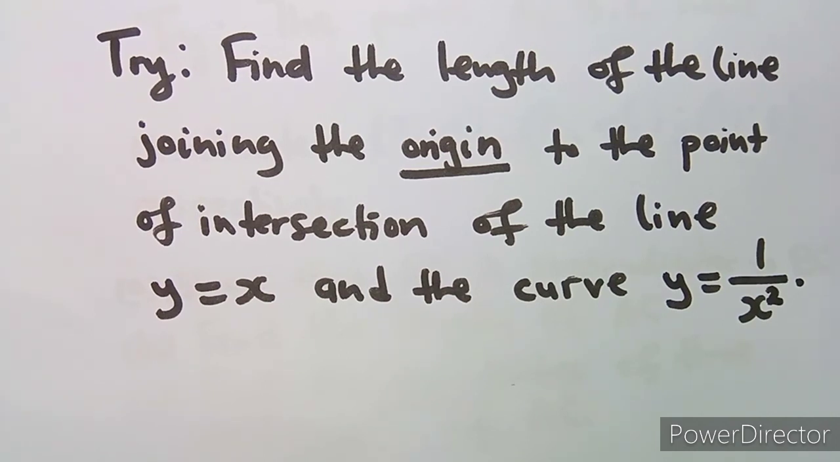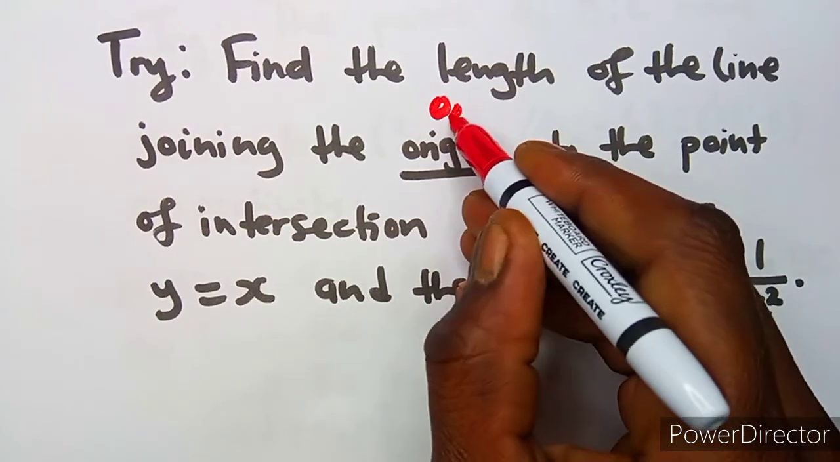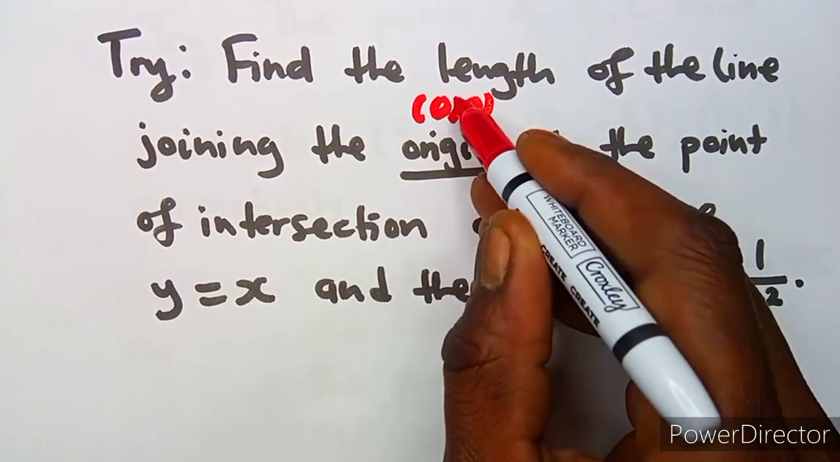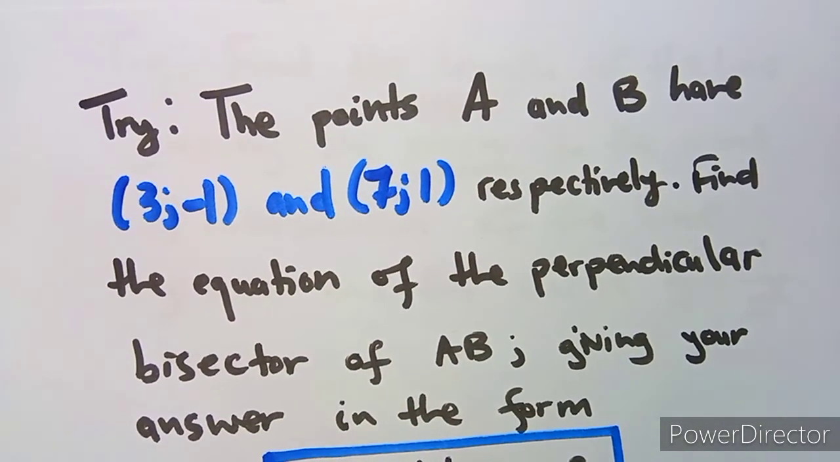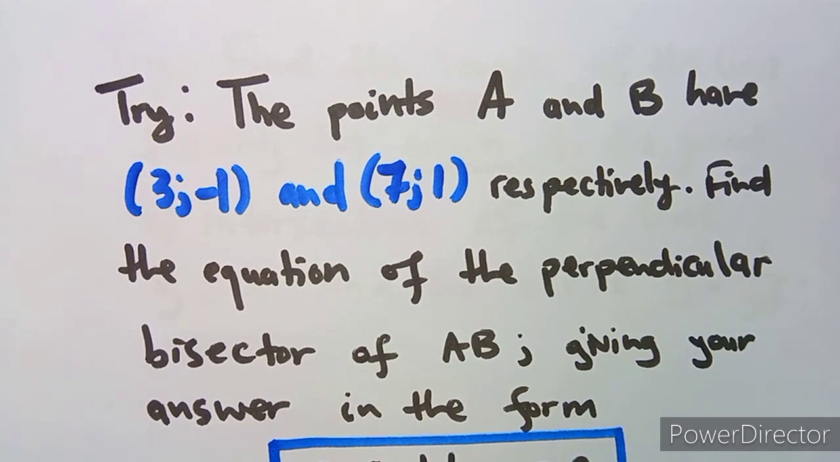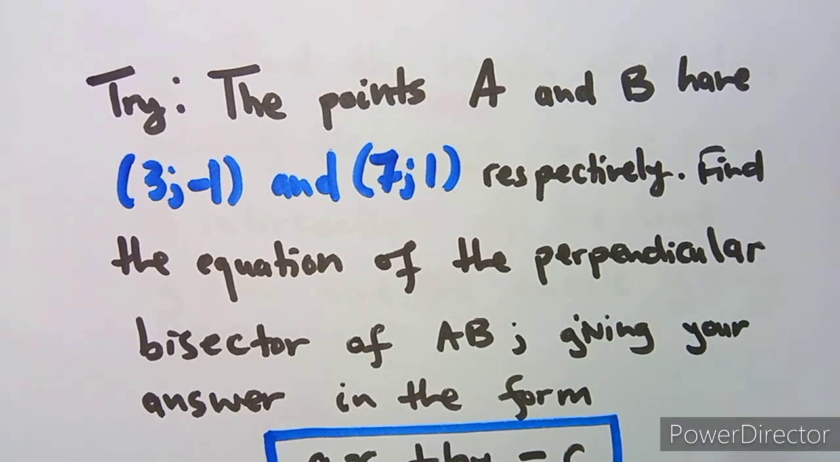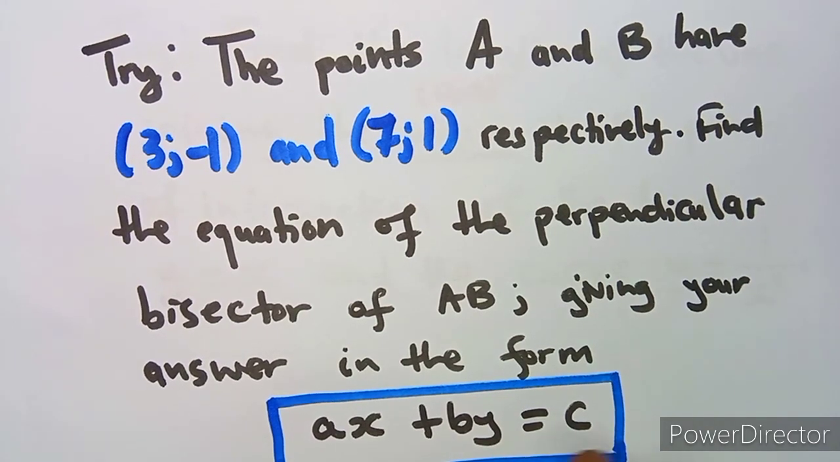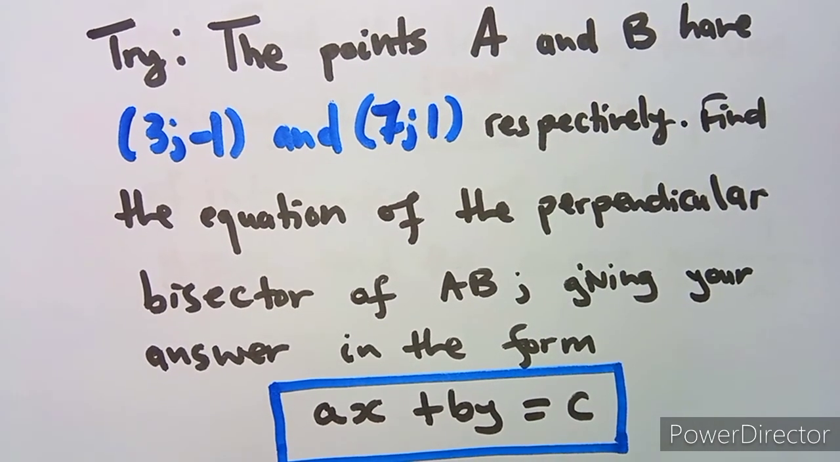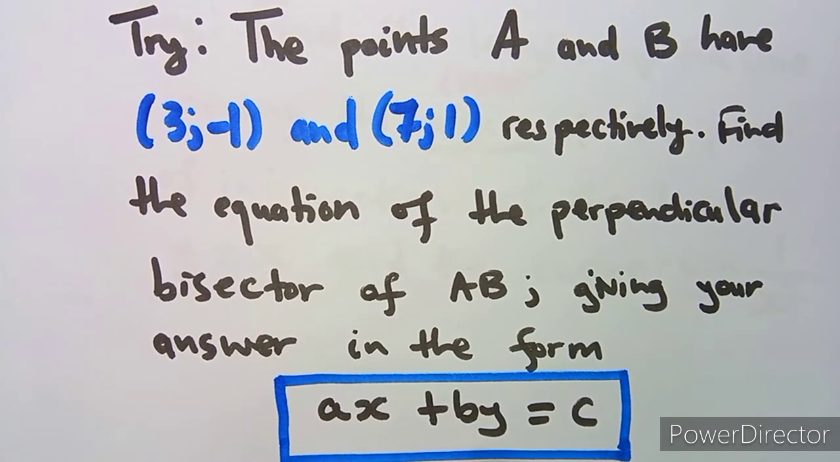All right, then another question is to try this one, to find the length of a line joining the origin. Take note, we talked about the origin. I think I indicated this before. I told you that the origin is 0, 0. That's the origin. So I want you also to try this question, and also the last one, the points A and B, which are on a curve. They've got the coordinates, and take note here, the format, the equation of a straight line, you are given a format to use. So mind the format.